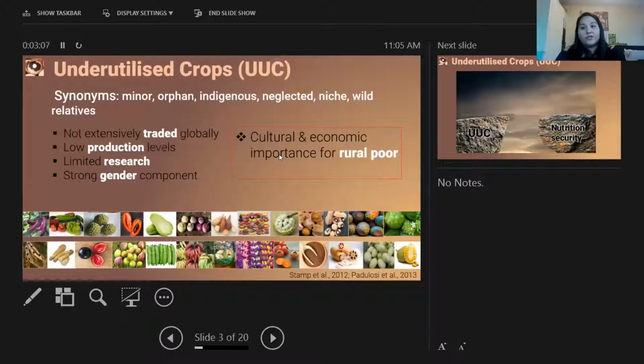However, they do have a very strong gender component, being that these crops are mainly cultivated and sold by women farmers in small markets. So there is a very important cultural and economic value to these crops for women, because, as anybody that studies socioeconomics would tell you, when the woman in the household is empowered, she's then able to make decisions that will better the life of her children.